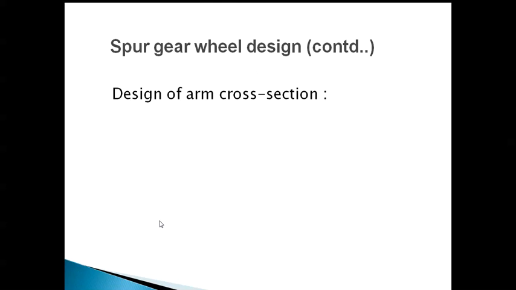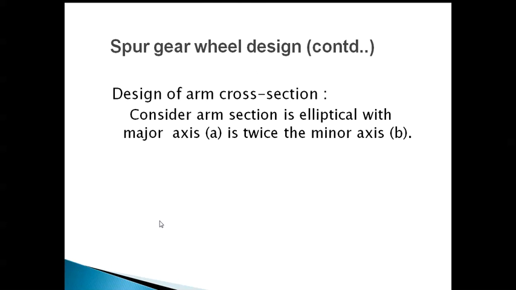So now, design of the arm cross section. As we said, the arm is elliptical in shape. So consider the arm section as elliptical, with the major axis A twice the minor axis. For the elliptical shape, we have two axes, the major axis and the minor axis. In this, the condition is A equal to 2 into B. The length of the major axis is twice the minor axis.